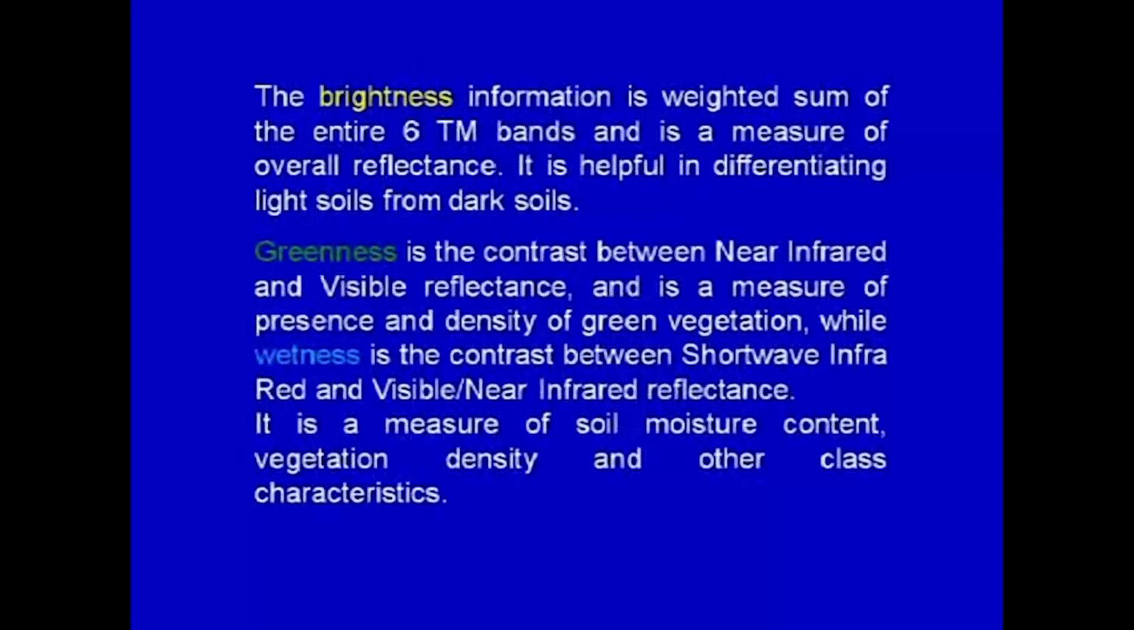The brightness information is a weighted sum of the entire 6 TM bands and is a measure of overall reflectance. It is helpful in differentiating light soils from dark soils. Greenness is the contrast between the near infrared and the visible reflectance and is a measure of the presence and density of green vegetation, while wetness is the contrast between the shortwave infrared and visible or near infrared reflectance. It is a measure of soil moisture content, vegetation density and other class characteristics.